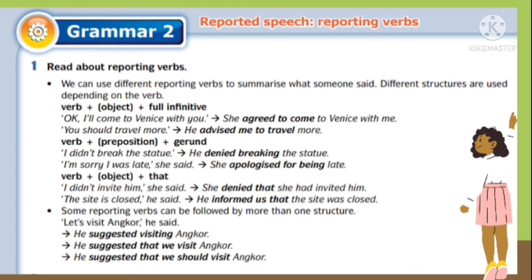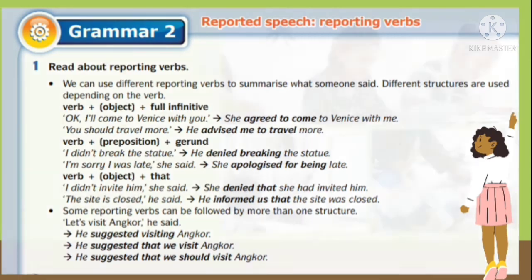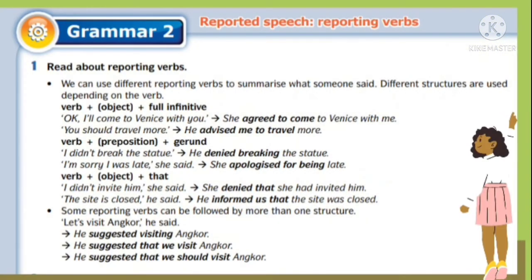Okay, this one, grammar part 2, page 127. We can use different reporting verbs to summarize what someone said. Different structures are used depending on the verbs. Examples like I gave you earlier: verb plus object plus full infinitive. Another one, verb plus preposition plus gerund. And the next one is verb plus object plus that.